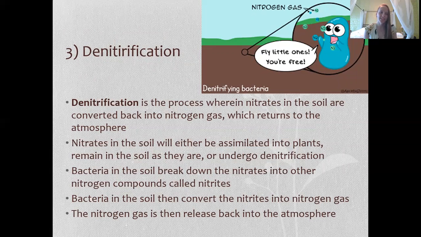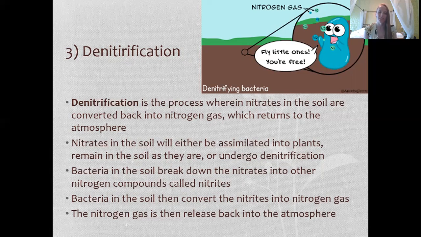The third process is denitrification. This is when the nitrates in the soil are converted back into nitrogen gas, which will go into the atmosphere. So denitrification is the opposite process to nitrogen fixation. And just like nitrogen fixation, it involves bacteria. In this case, we call them denitrifying bacteria.